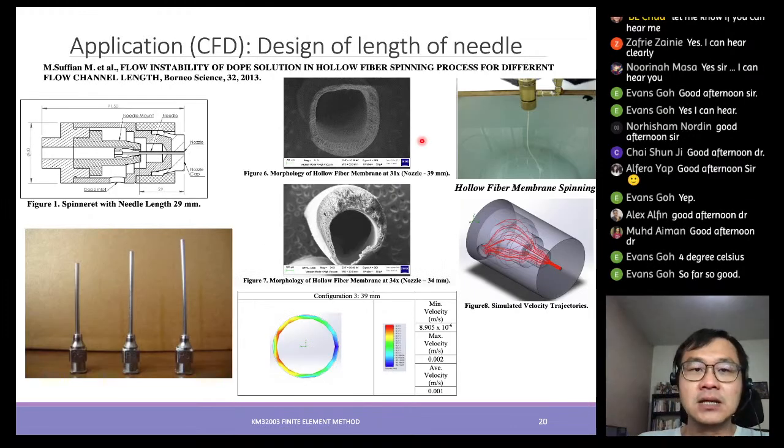Second would be another application of CFD to design the length of needle. This is by Dr. Sufyan, checking what is the suitable length of needle or nozzle. You can see this is a long tube over here.